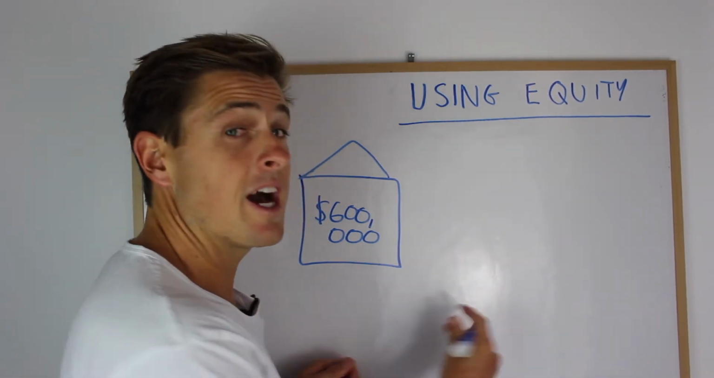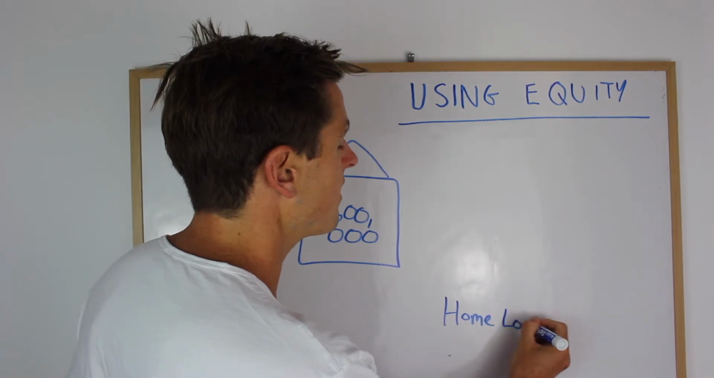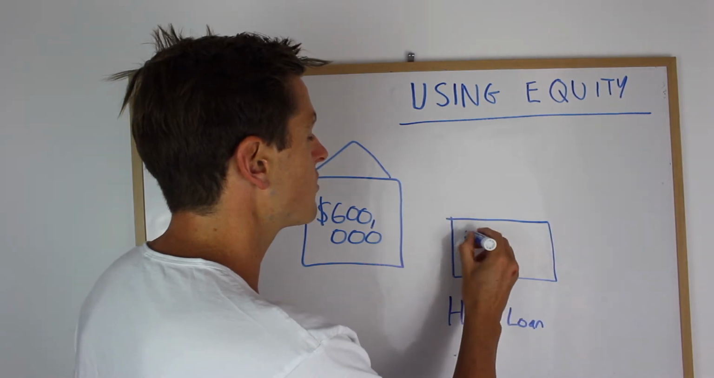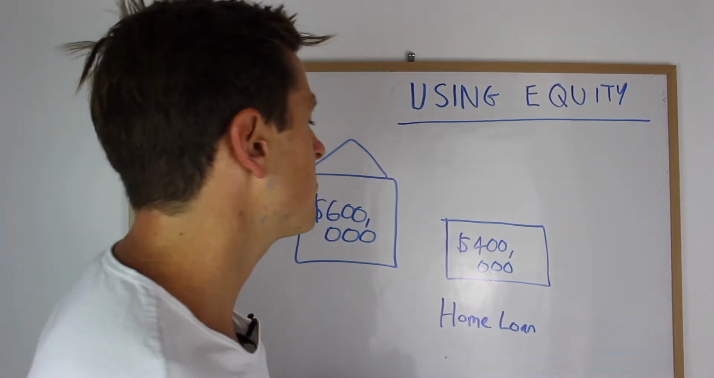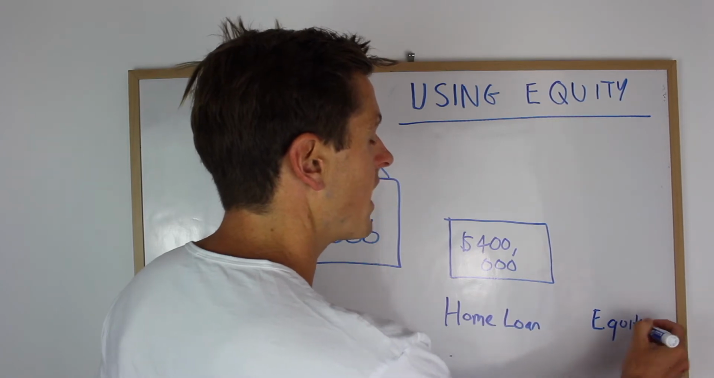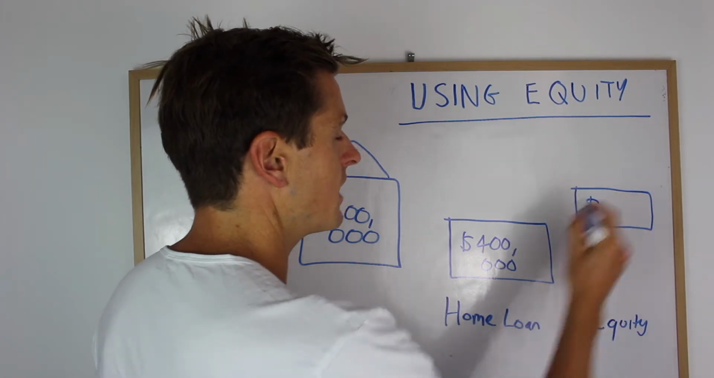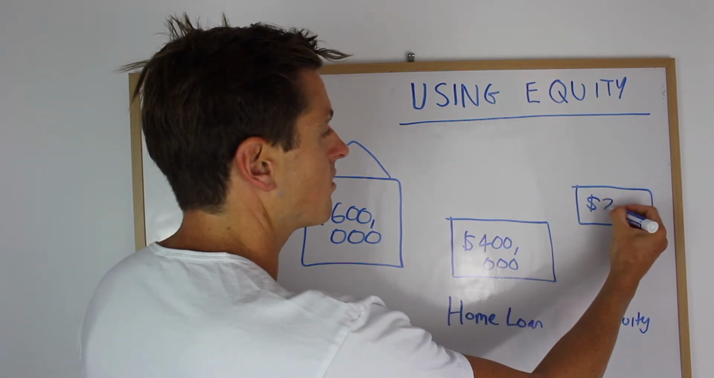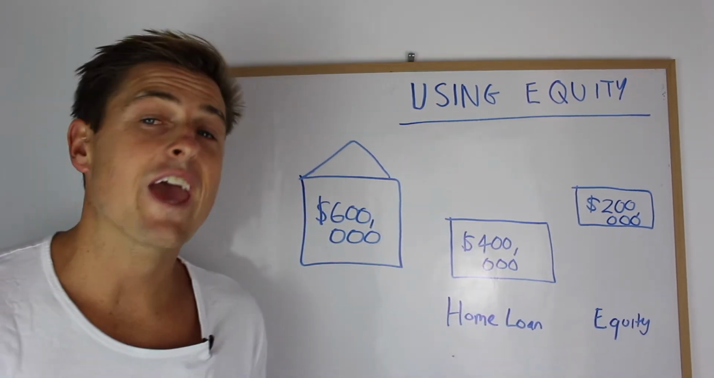Now on that home, unless you own it outright, you've got a home loan. That home loan on this property might be $400,000. That's a $400,000 home loan, which means effectively the difference between what the property is worth and what you have as a home loan is your equity. So in this example, you've got a $600,000 home that you owe $400,000 on. You've got effectively $200,000 worth of equity.